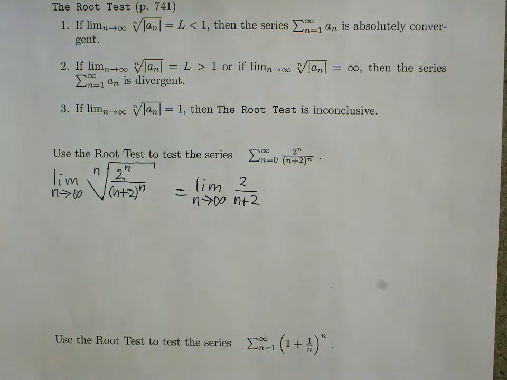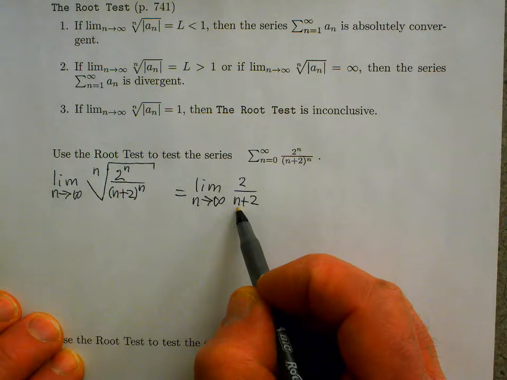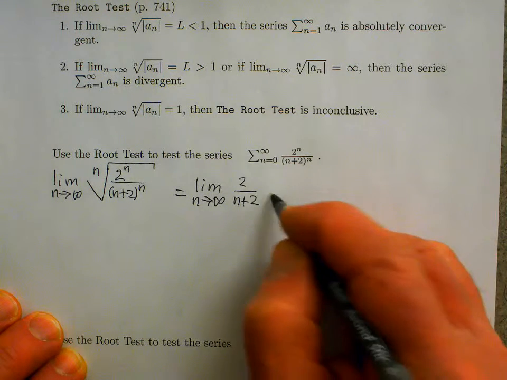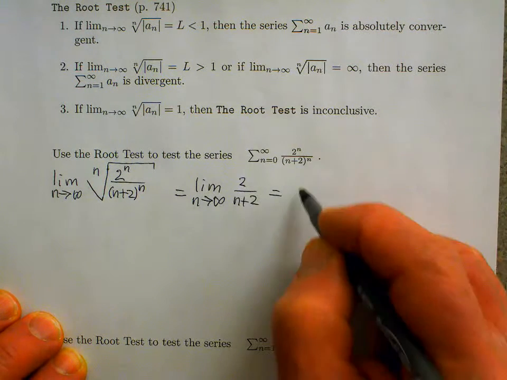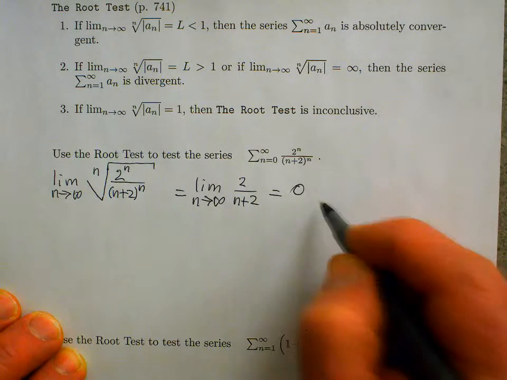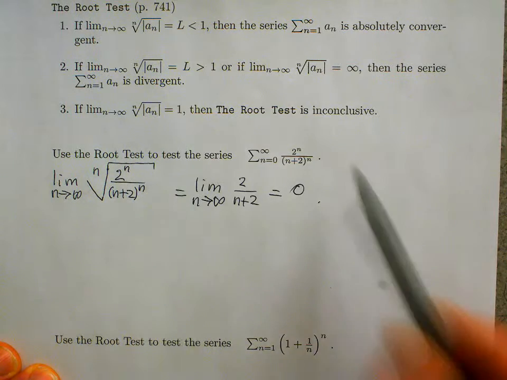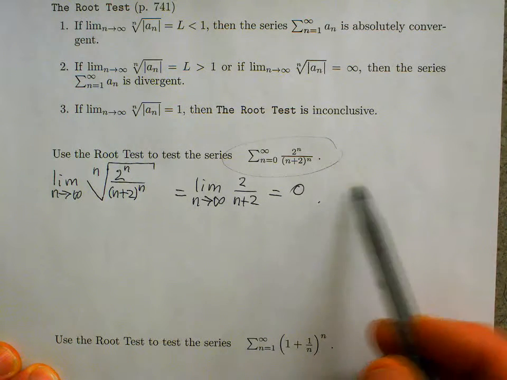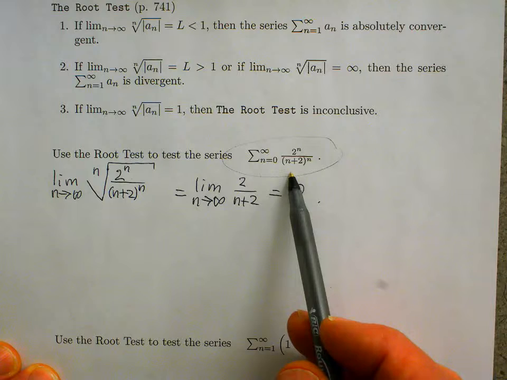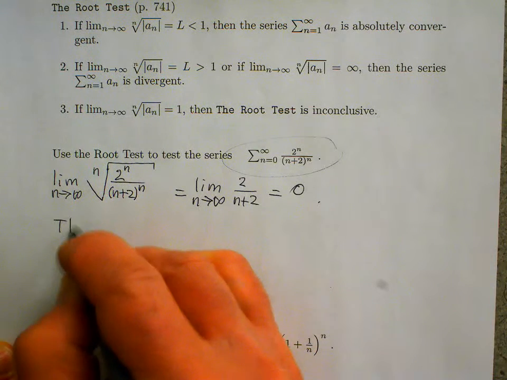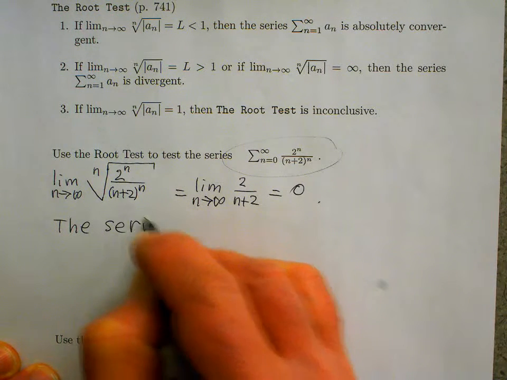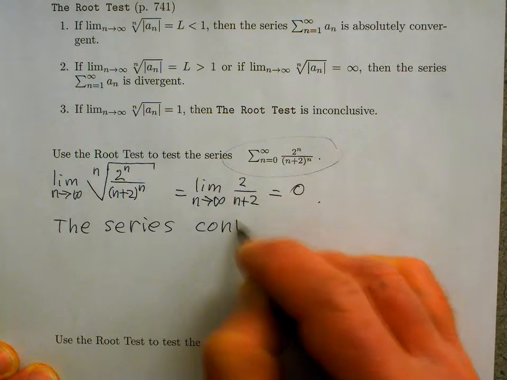And what does that limit equal? 0. Yeah, the denominator gets big. The numerator is a constant, so the limit is 0. So we conclude that this series converges, or it's absolutely convergent, but same as convergence in this case. So the series converges by the root test.